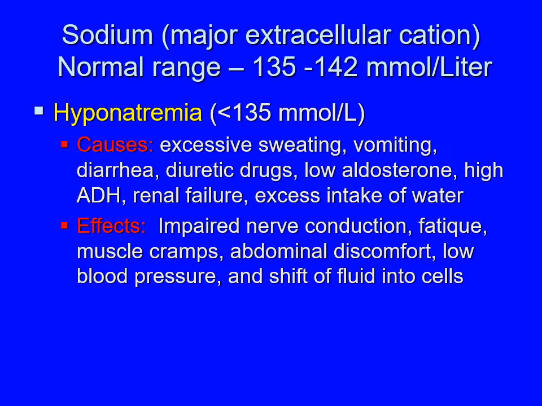So hyponatremia, too little sodium, this is your major extracellular cation. Some of the causes: excessive sweating, vomiting, diarrhea, diuretic drugs, low aldosterone, high ADH, renal failure, excess intake of water. But the main thing you will see most times, it's not that you don't have enough sodium. It's usually a result of having too much water relative to the amount of sodium, which dilutes it and results in hyponatremia. This is what you'll see a lot.